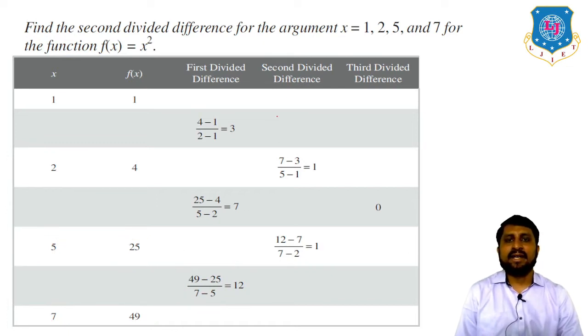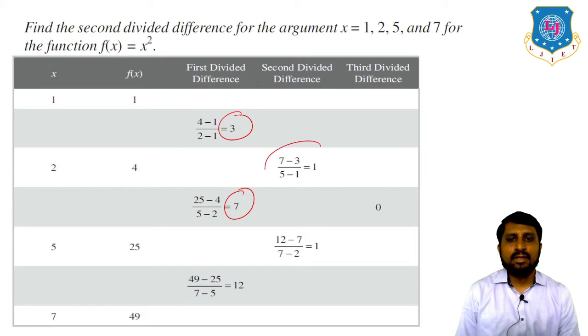Clear? Now try to understand the second divided difference column. Now you have to skip one entry in the denominator. In the numerator it's quite clear, 7 minus 3, but in the denominator you have to skip this entry, so directly 5 minus 1. Clear? 7 minus 3 upon 5 minus 1. Now the next entry, 12, in the numerator it's quite easy to understand.